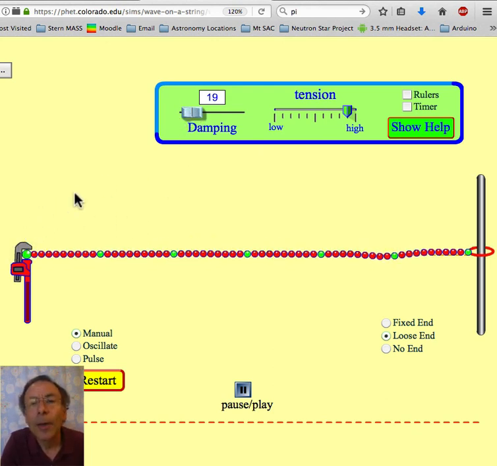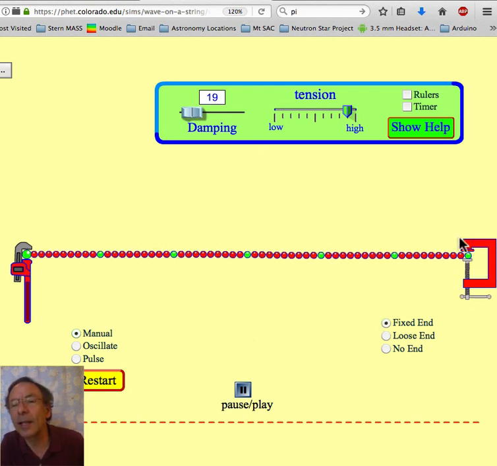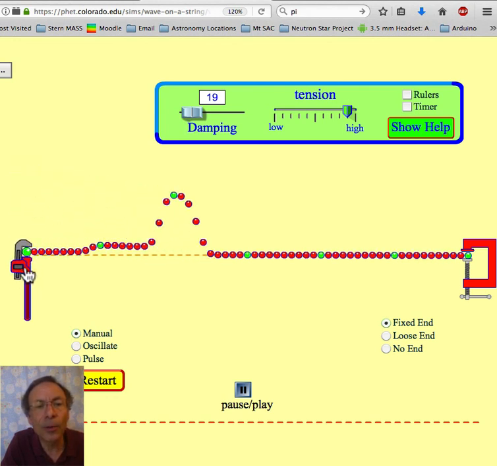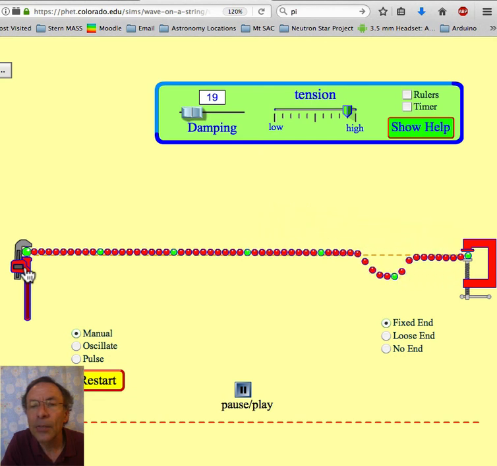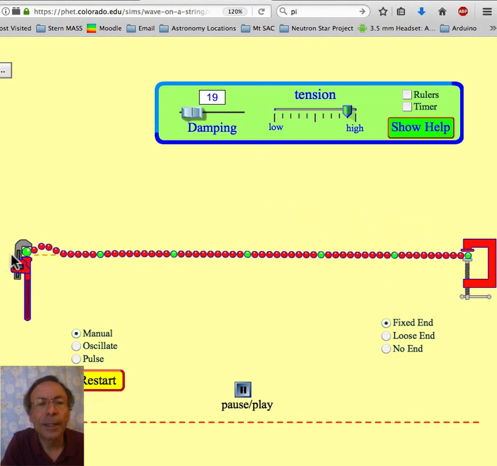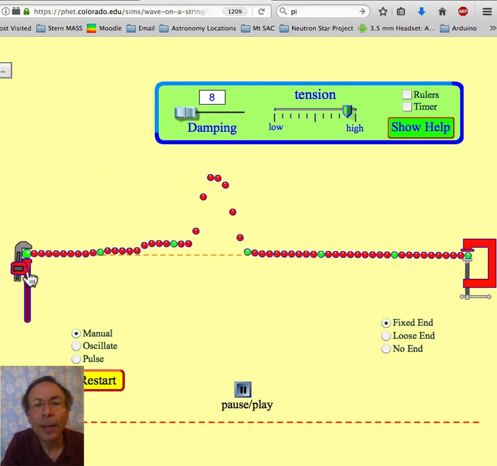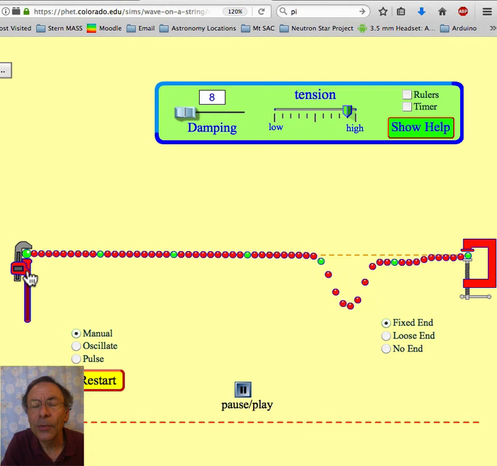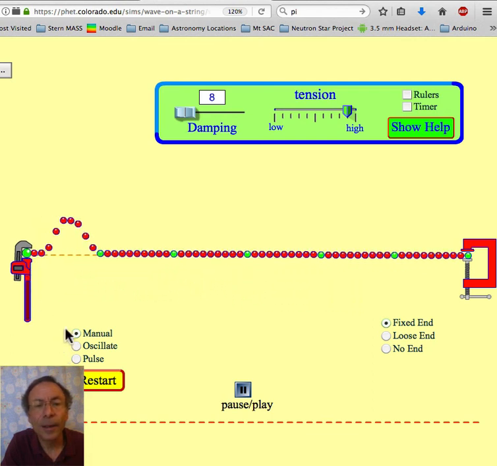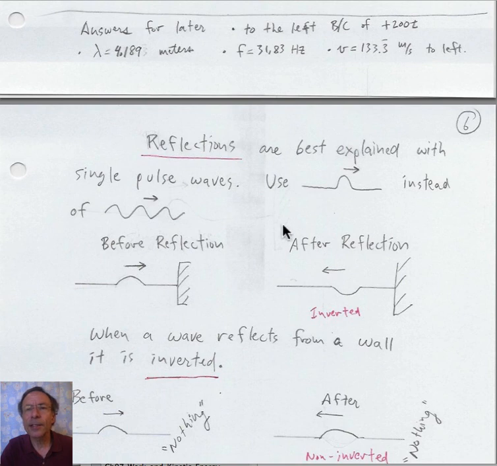Okay. On the other hand, if I were to fix the end like this, so this clamp here represents a fixed end, and I make a positive going pulse, you can see that the reflection is inverted. Instead of a positive pulse after the reflection, it was a negative pulse. Now let's do that again. So there you go. And now it's inverted. All right. So that gets us to this place here.